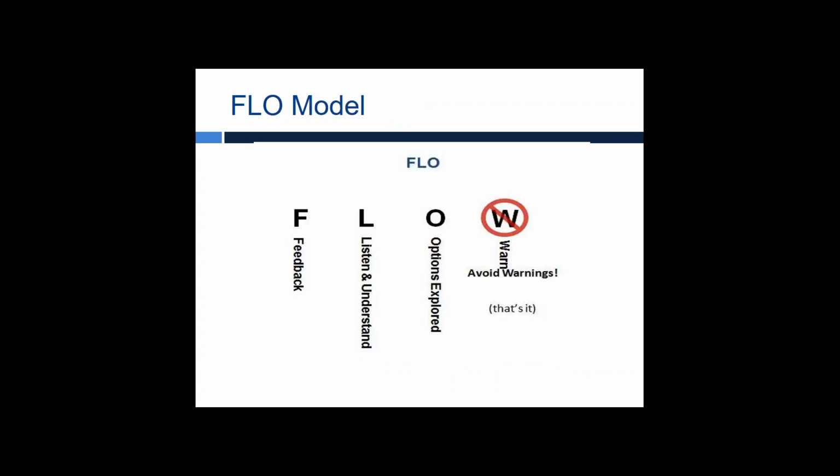The flow model: F for feedback, L for listen and understand, options explored is the O. We slash out the W because we don't do warnings. We don't warn people. The flow model has very similar components. Again, it's just what we call them: listening, reflective listening. That's what we call it in another model. Menu of options, we call that here options explored. Feedback might be called something else in another model, but often it is called feedback. But a lot of the motivational interviewing skills and the elements of the brief intervention are all woven in, but they're just sort of huddled up into either the F and the L and the O.